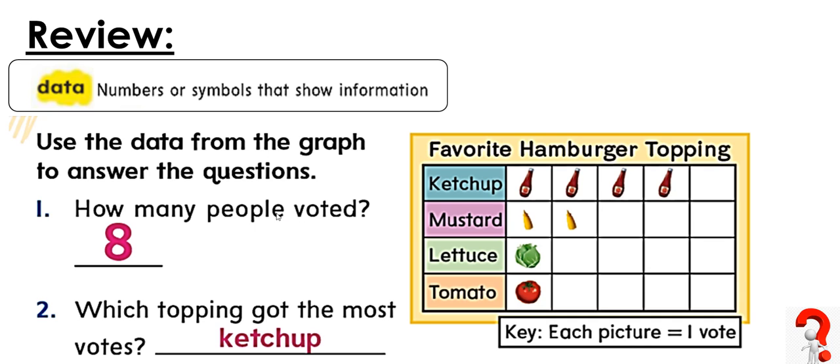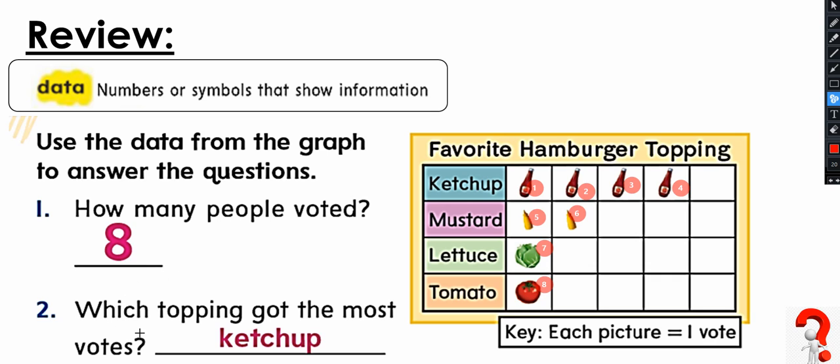Now, the first question says, how many people voted? How do you find out? Why is 8 the amount of people that voted? How do you know that? We count all the votes. And by counting the votes, we will know that it's 8. Let's count together. 1, 2, 3, 4, 5, 6, 7, 8. So 8 is the amount of people that voted.